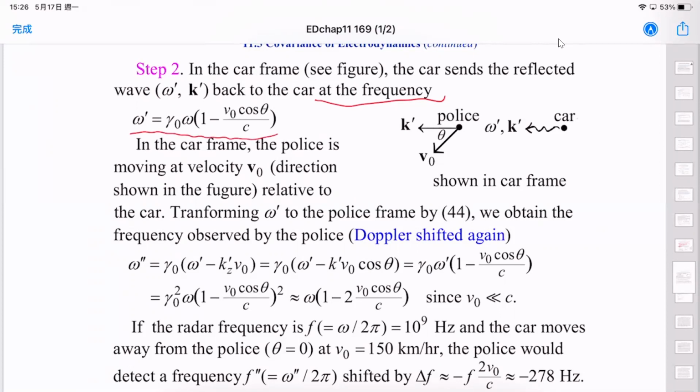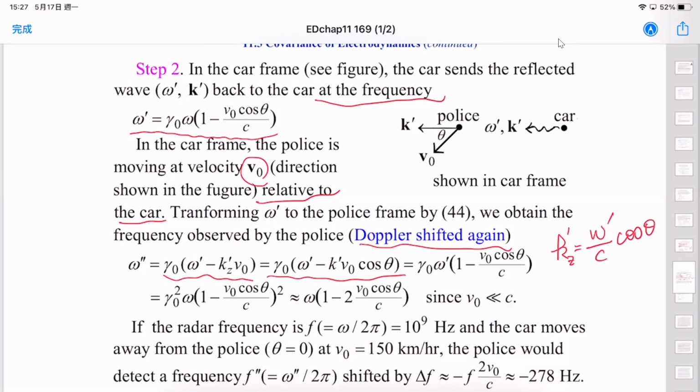So in the car frame, the police is moving at velocity v0 away from the car, relative to the car. The transformation of omega prime to the police frame, we obtain the frequency observed by the police. It's Doppler shift again. So omega double prime will be here. Just substitute omega prime and k prime into this equation. k prime here is, omega prime related to k prime is omega prime over c, but with a cosine theta. kz, okay, it differs slightly.